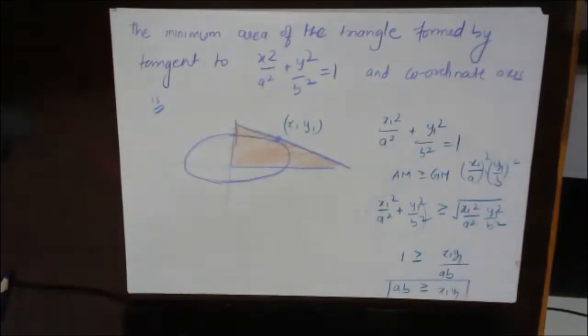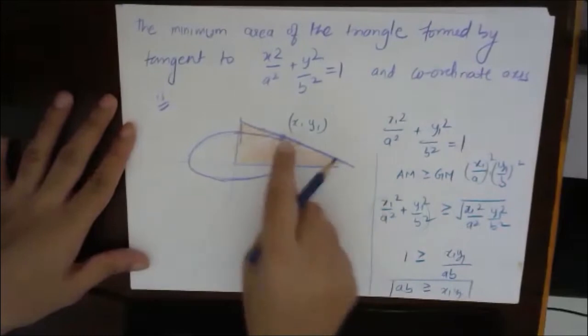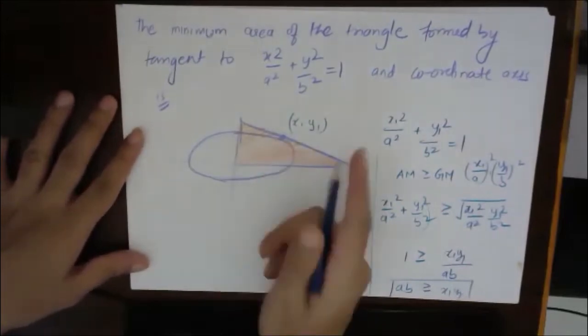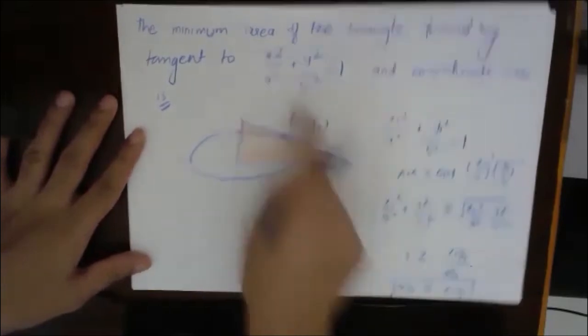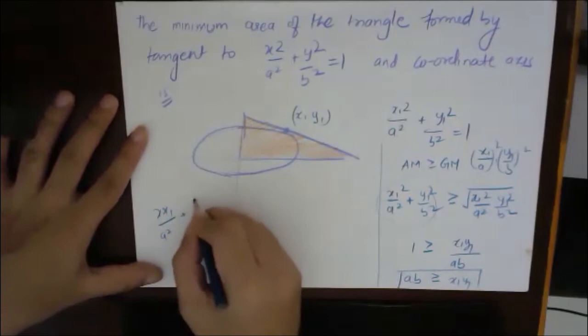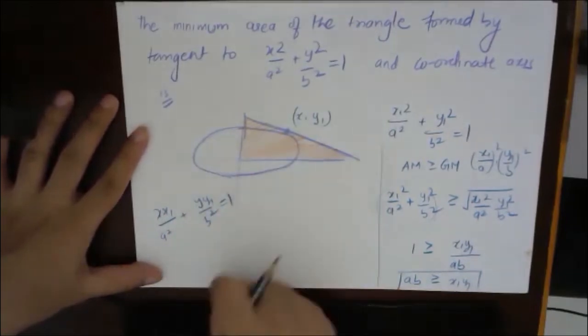Okay, now we'll see why we are using this part. Why am I deriving it first? Because I know that this will be used. So basically, when you write the equation of the tangent at point x1, y1 to this curve, you will have x x1 by a square plus y y1 by b square is equal to 1. You will get this equation, right?